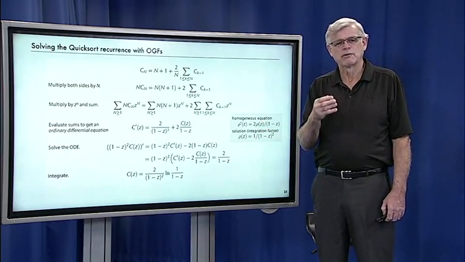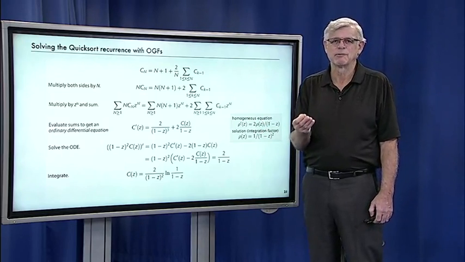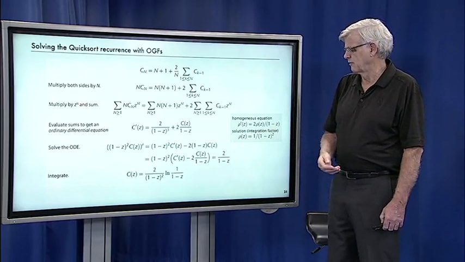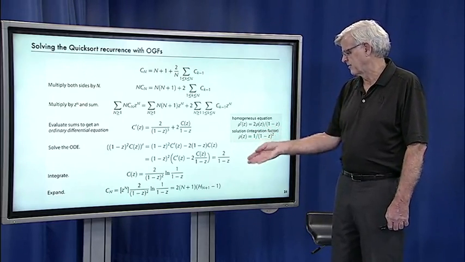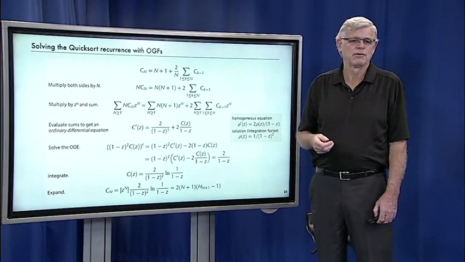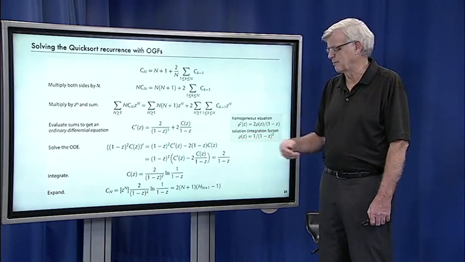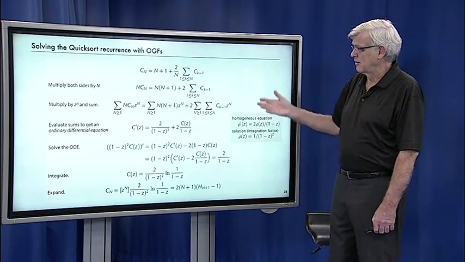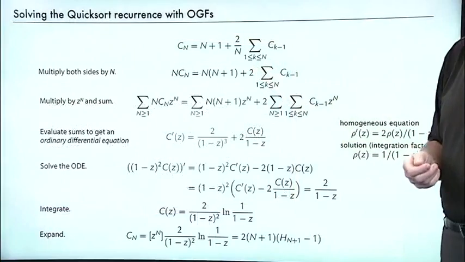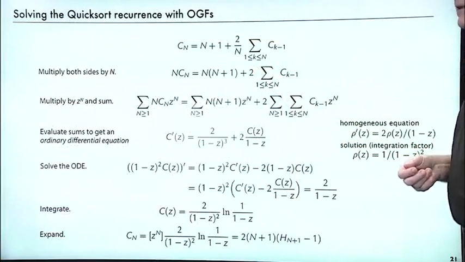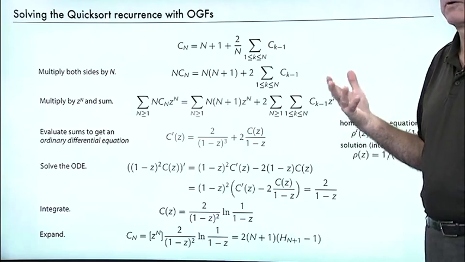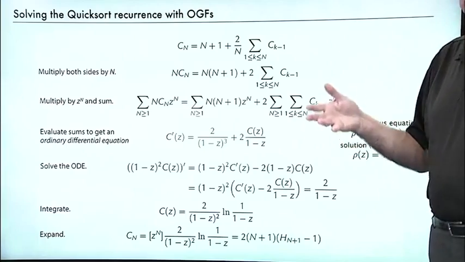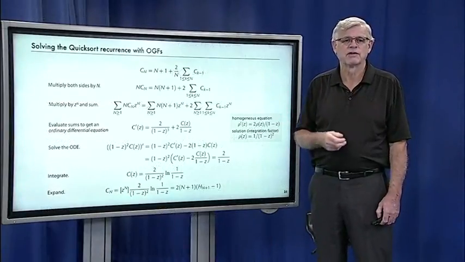And now we want to extract coefficients to find the number of compares taken by quicksort, but that's easily done. We've seen that one. That's the example that we did for an exercise. It's 2(n+1)H sub n+1 minus 1. So OGFs can solve recurrences even as complicated as the quicksort recurrence. There are many other examples of solutions of recurrences using OGFs in the book.